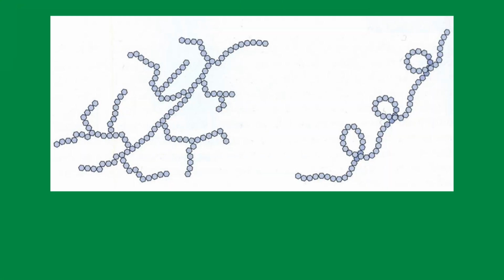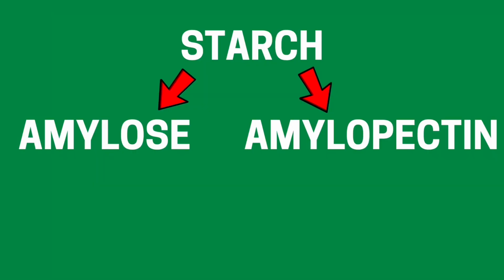Now, the polysaccharide starch happens to exist in two different versions, amylose and amylopectin. So let's talk about amylose first. So amylose is a polysaccharide made out of alpha glucose. I did kind of just show you this, but this is what amylose looks like. Amylose is a straight chain alpha glucose polymer.